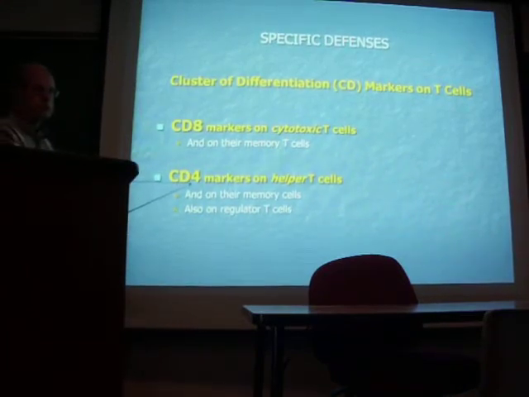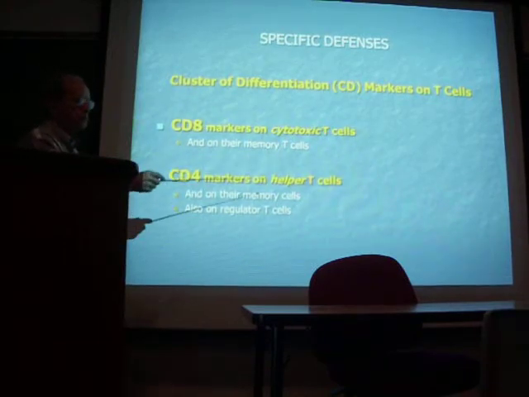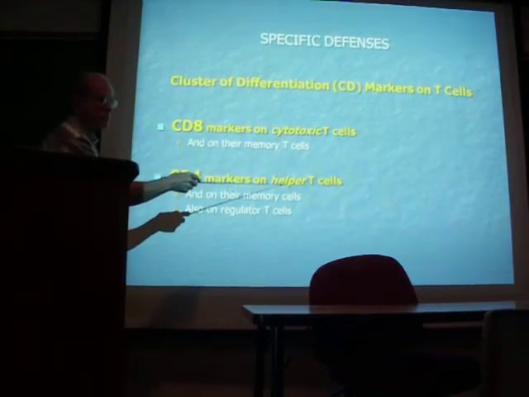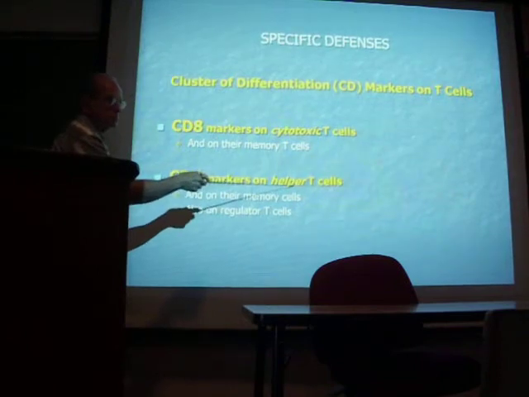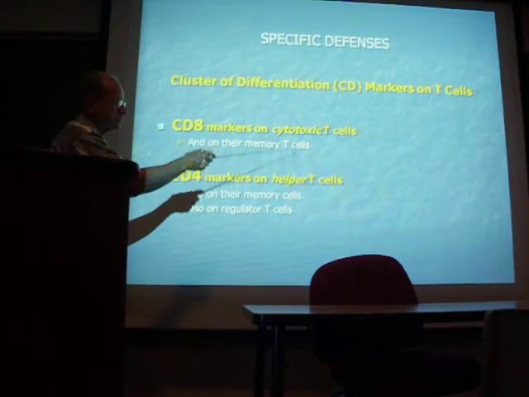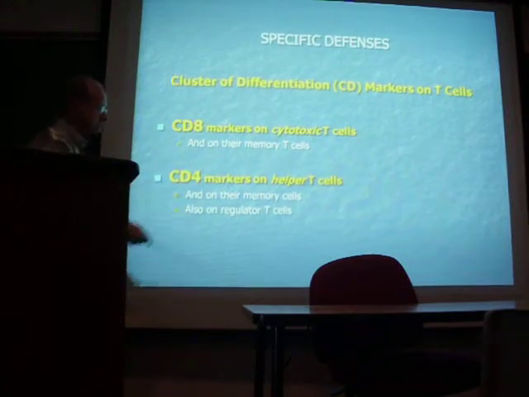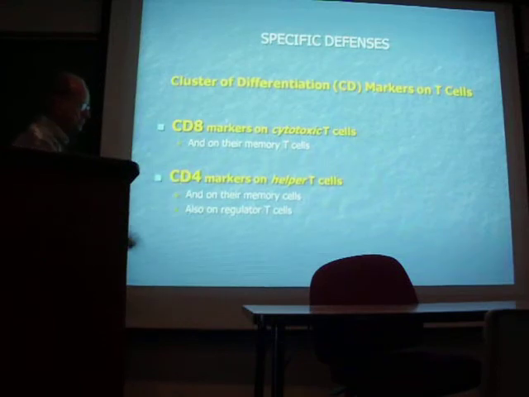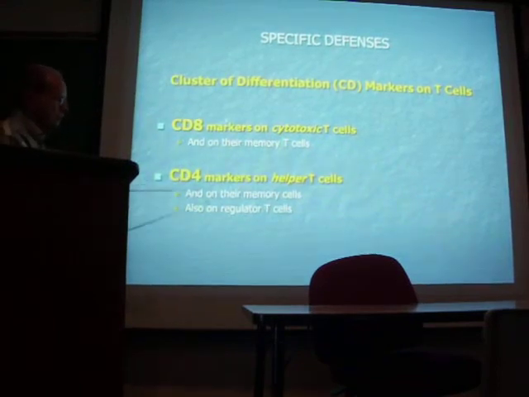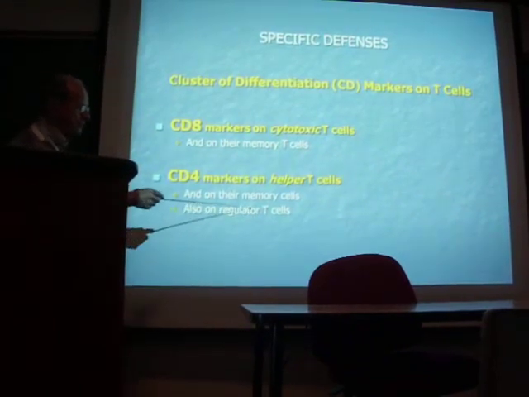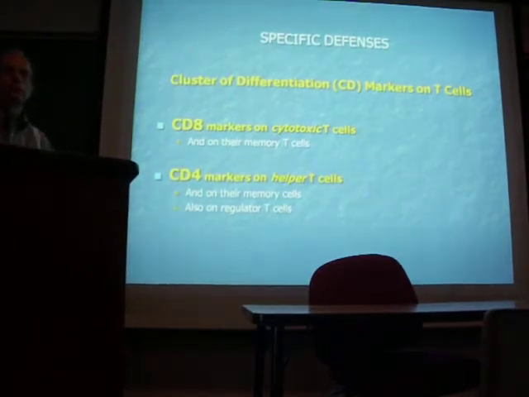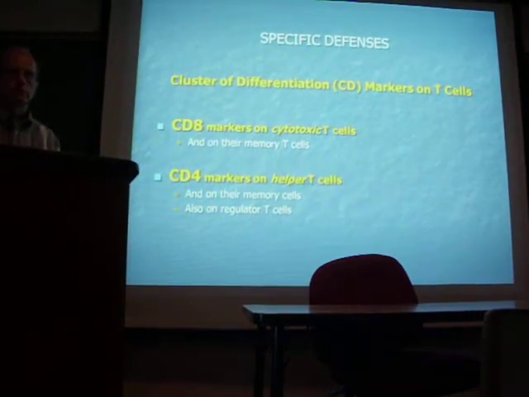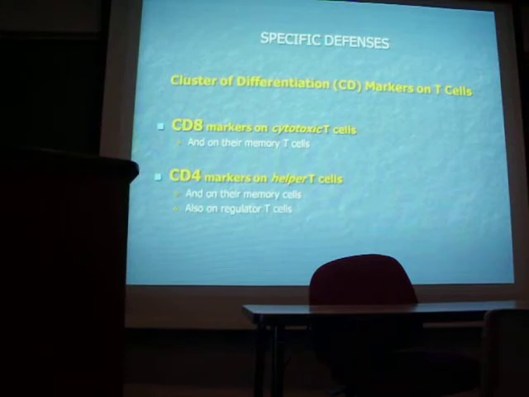CD4 markers are present on helper T cells. So there's a difference between cytotoxic T cell and helper T cell. CD4 is also on the memory cells of helpers. The CD4 marker is also on a type of T cell known as a regulator T cell, which I'll explain later.